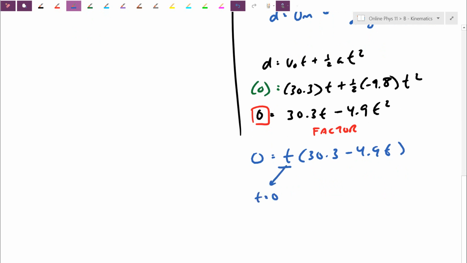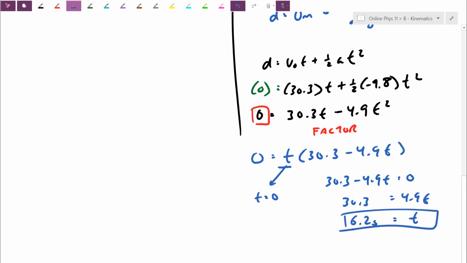T could be 0, yet the football is already on the ground. Or this other binomial here, 30.3 minus 4.9t has to give you 0. Again, we can clean that up a bit here, 4.9t over to the other side, and therefore 30.3 divided by 4.9 gives you a t of 6.2 seconds. So essentially, again, let's ask ourselves the question, when is our football on ground level? Well, it's at ground level at the really beginning. I launched it from ground level, and it comes back to the ground level at 6.2 seconds.